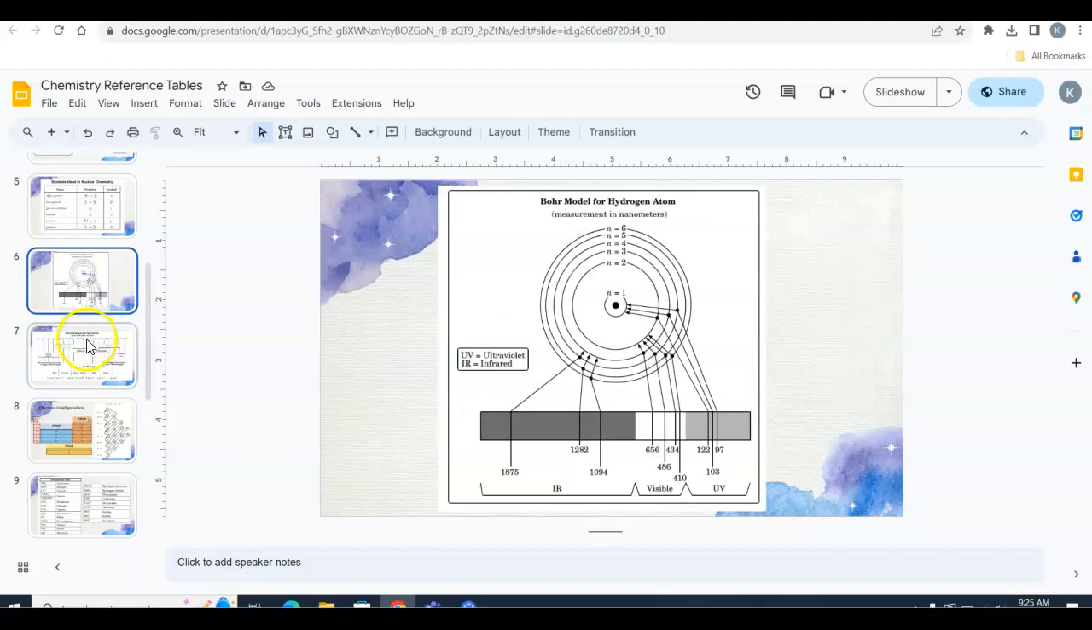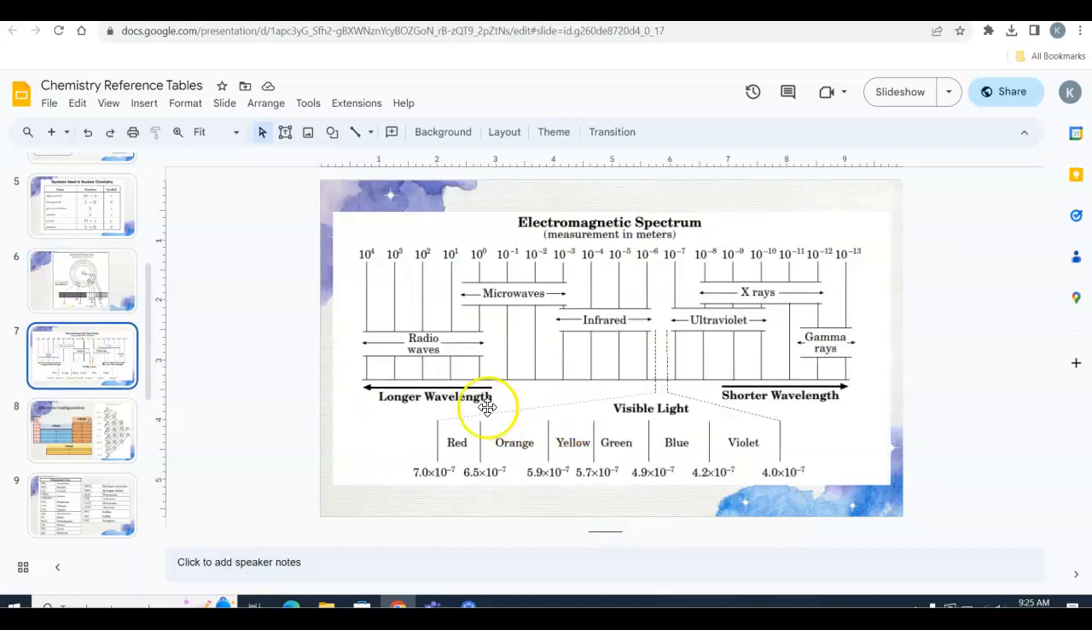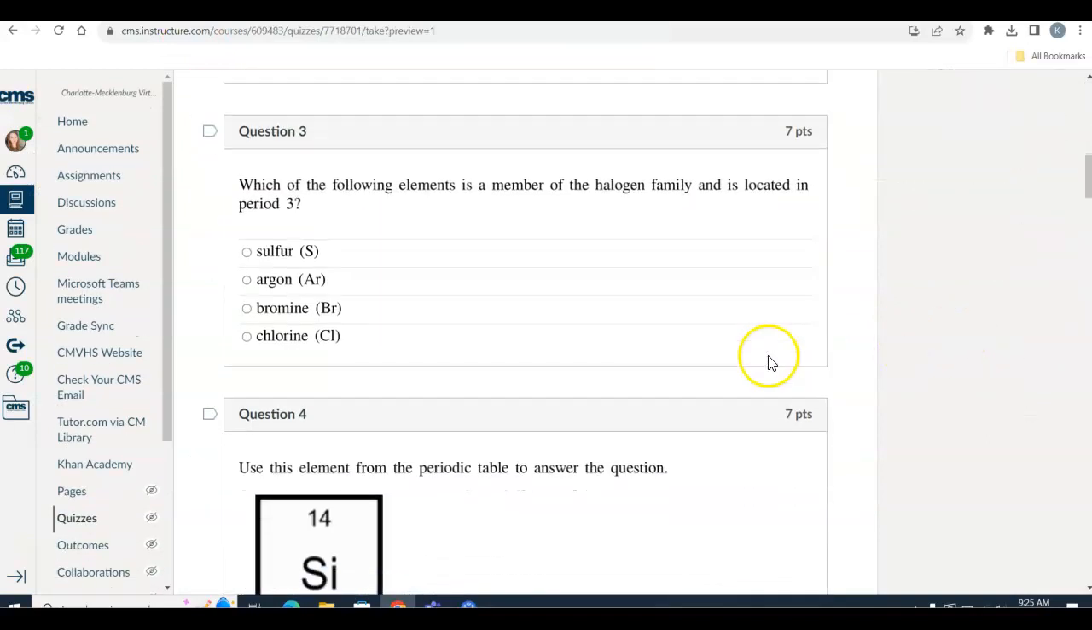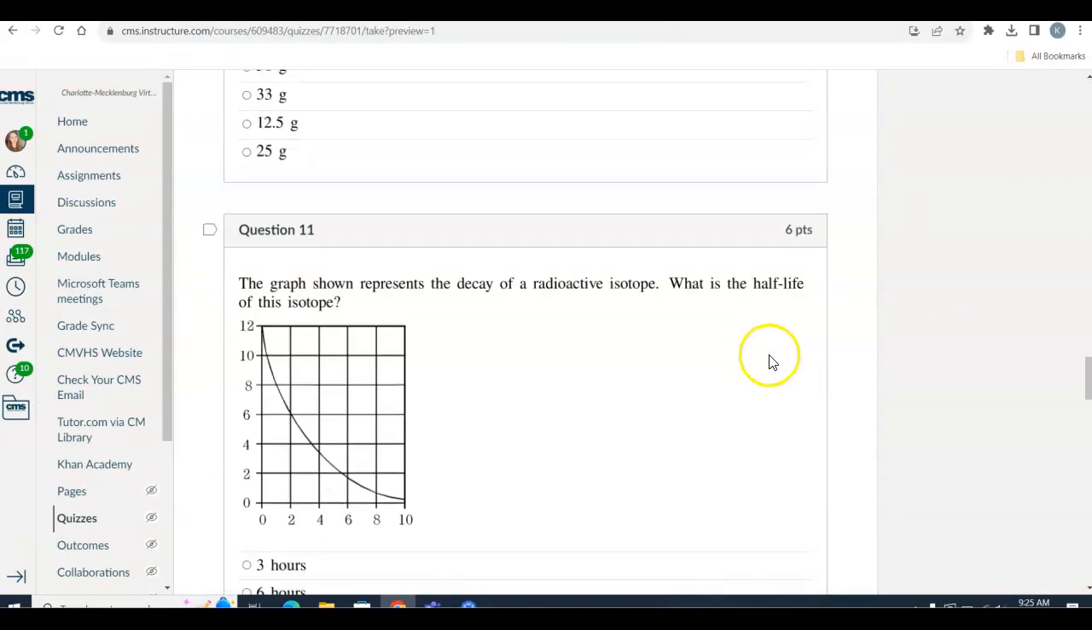Slide 6 is the Bohr model of hydrogen that shows you where the emission spectrum falls, either in IR, visible, or UV. And if it falls in the visible, remember we have to use this portion right down here, the visible light spectrum, to classify the color. Okay, so we go down.